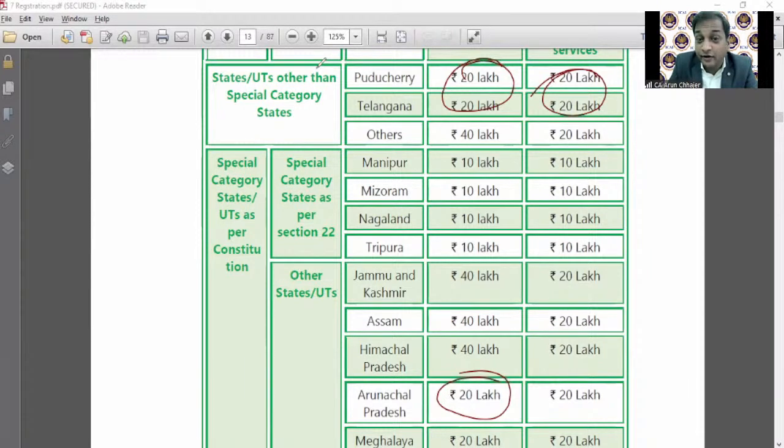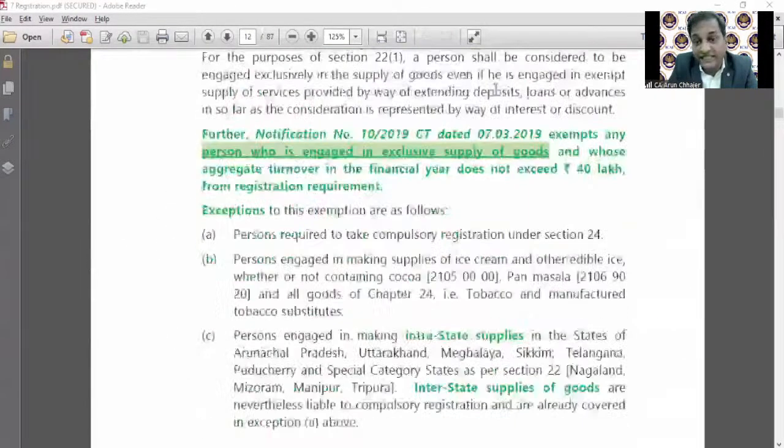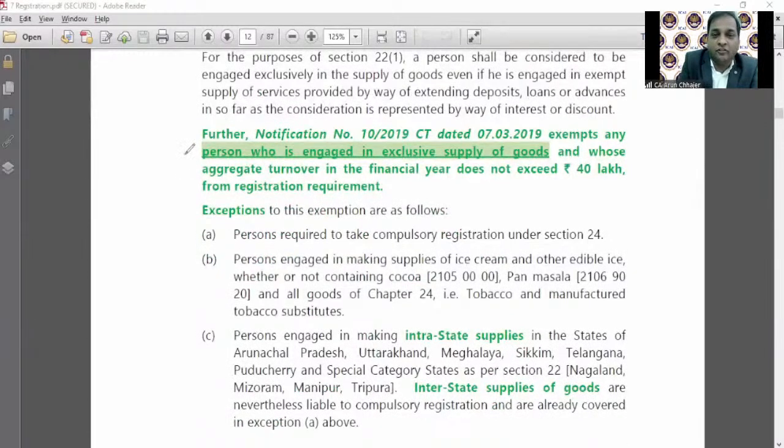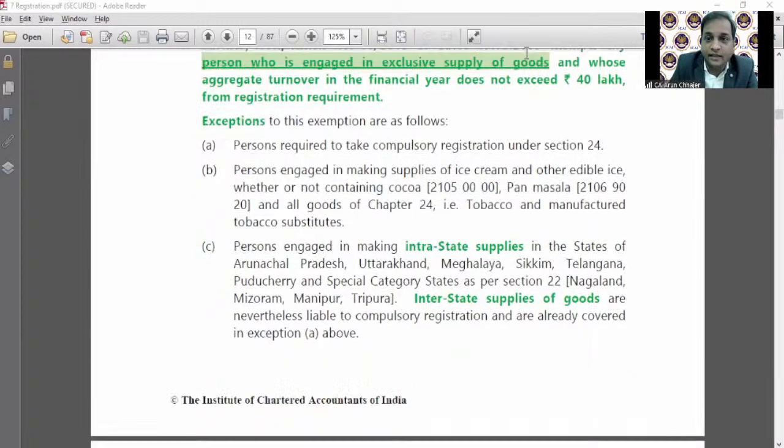Now, coming to the exception. Why is there an exception? Because of this notification. It says that the limit of 40 lakh would not be applicable in the following case. What is the case? If a person is required to take compulsory registration under section 24, we will discuss section 24, in which the threshold limit would be ignored.